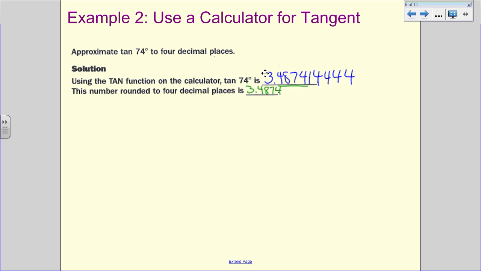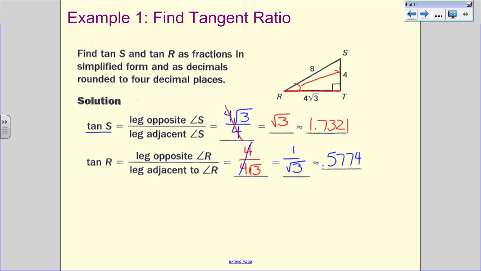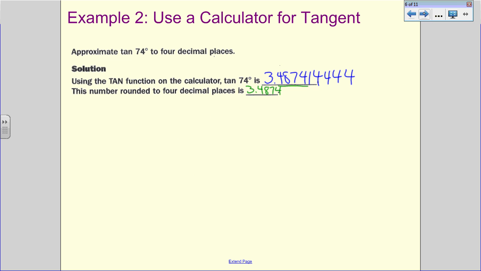3.4874. Got them all there. Too many 4s for me to look at. So we can calculate tangent pretty easily in our calculator if we already know the angle degree. The difference in example 1 was that I didn't know the size of angle S or angle R, so I couldn't use my calculator.